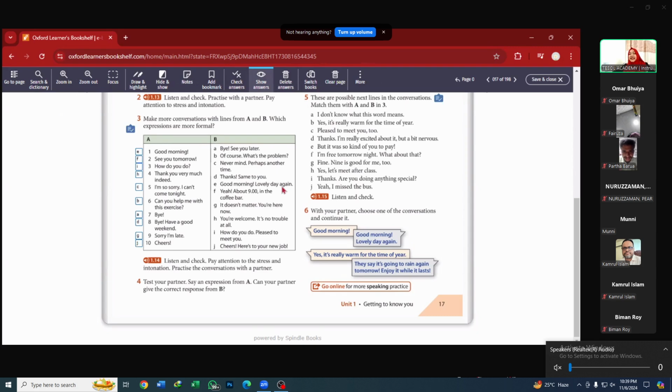The number 1 is... I will say the number of the answer in activity 5, okay? The number 1 from activity 3 is matching with B. Yes, it's really warm for the time of the year. So the conversation goes like, good morning. Good morning. Lovely day again. Yes, it's really warm for the time of the year. So they're talking about the day. So they said that it's a lovely day, the second person.